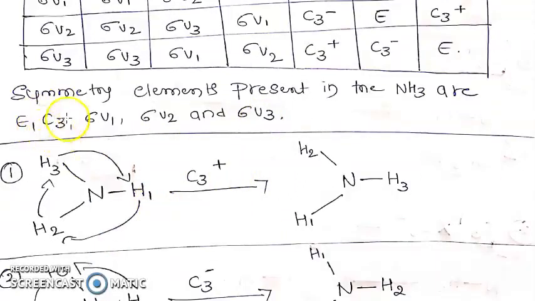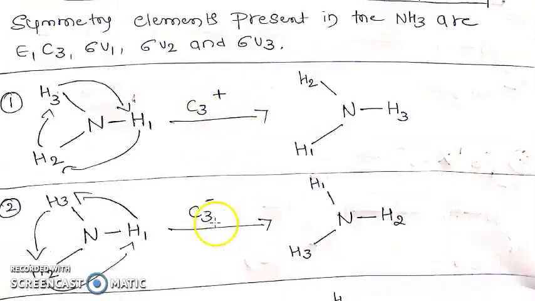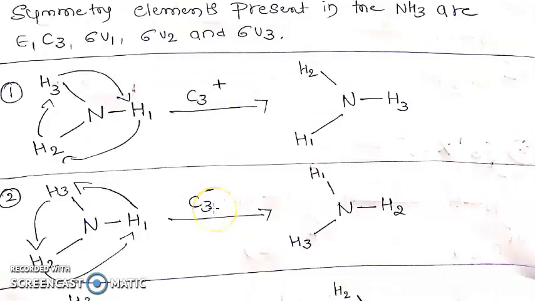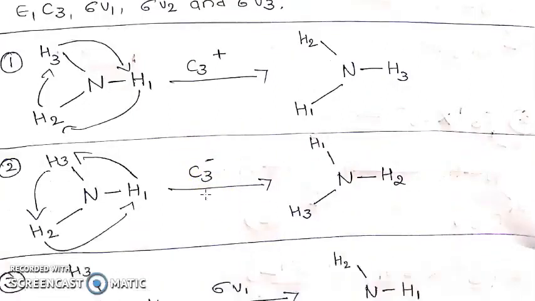Further, the C3 is classified into two types. The first one is C3 plus, the second one is C3 minus. Rotation by 120 degrees in the clockwise direction is called C3 plus, whereas rotation by 120 degrees in the anti-clockwise direction is called C3 minus.